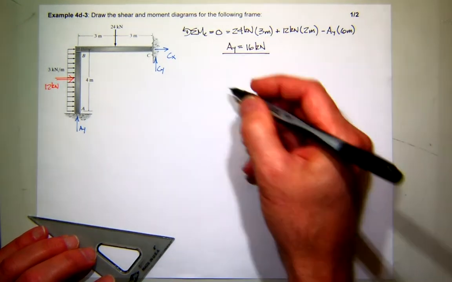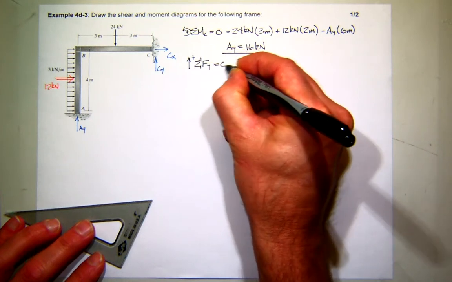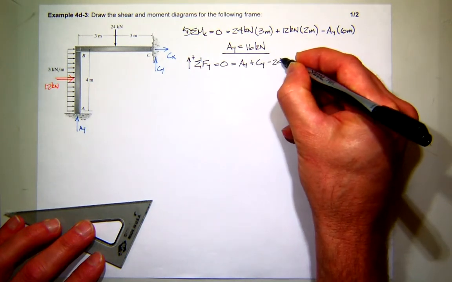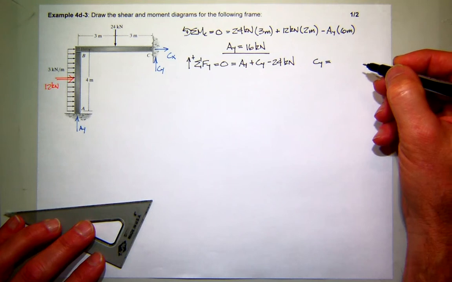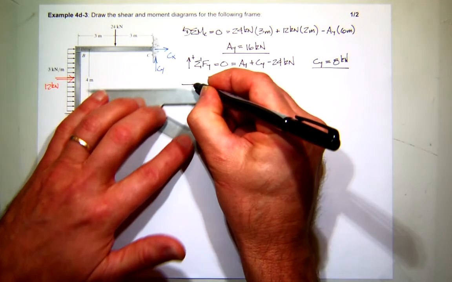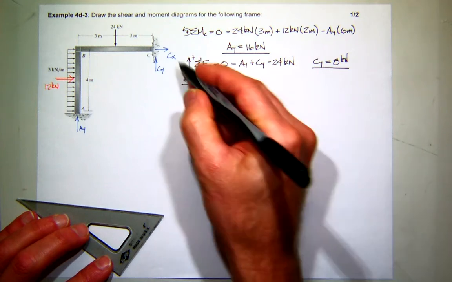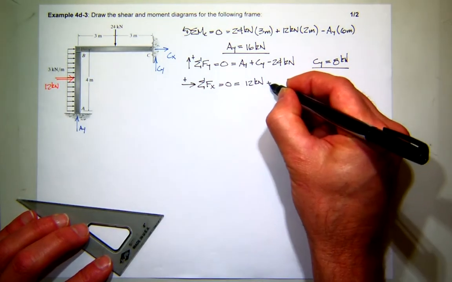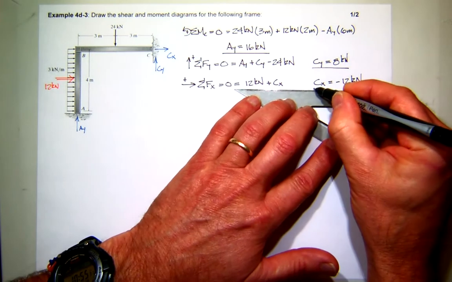Yep, I got that. Okay, so now we'll sum forces in the y direction. By doing that, I should be able to find CY. So I have AY acting up plus CY acting up, and then I have that 24 kilonewton force acting down. So it looks like CY is equal to 8. And then last, I will sum forces in the x direction, make sure everything's in equilibrium. I've got my 12 kilonewton load, which is the equivalent of this distributed load, acting to the right, and I also assume CX acted to the right. So my CX is negative 12. So I have all the pieces I need.